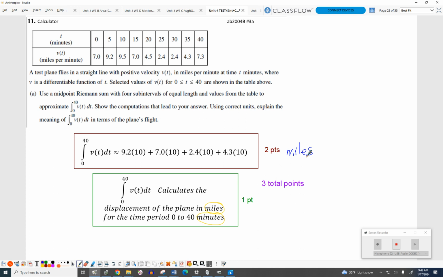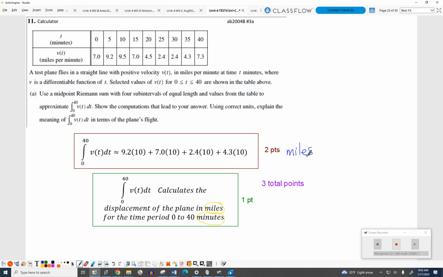Please, follow. For the green one, if instead of saying it calculates the displacement, could you say it represents the total number? Read your answer to me. The integral represents the total number of miles flown by the plane from 0 to 40. They will give you the green point for that one.